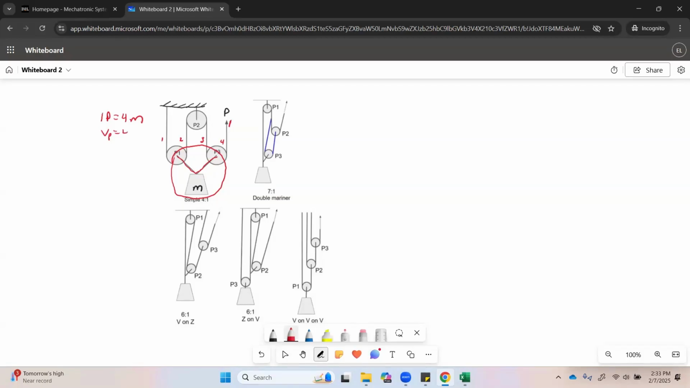VP equals 4VM, VP over VM equals 4. And in this situation, P and M are moving in the same direction. So they share velocity too and not just speed.